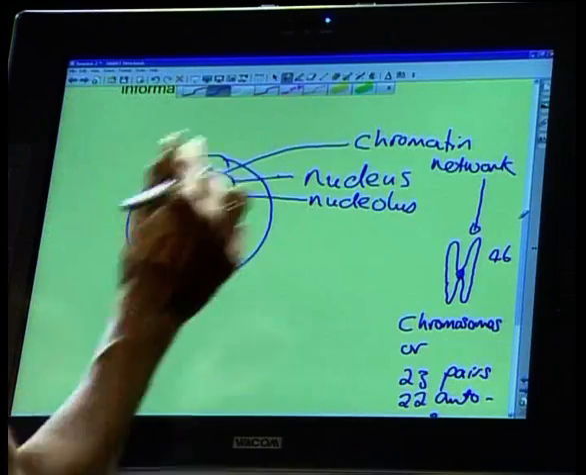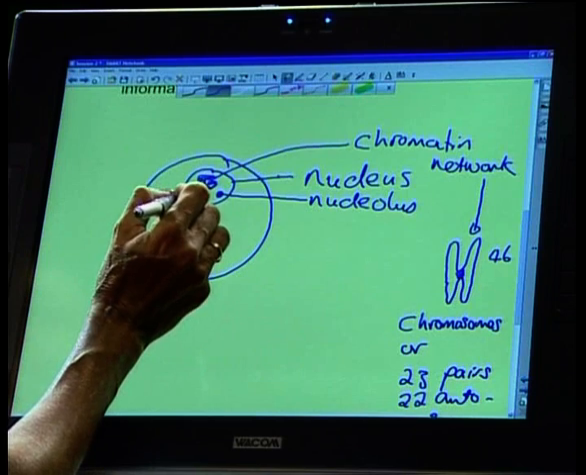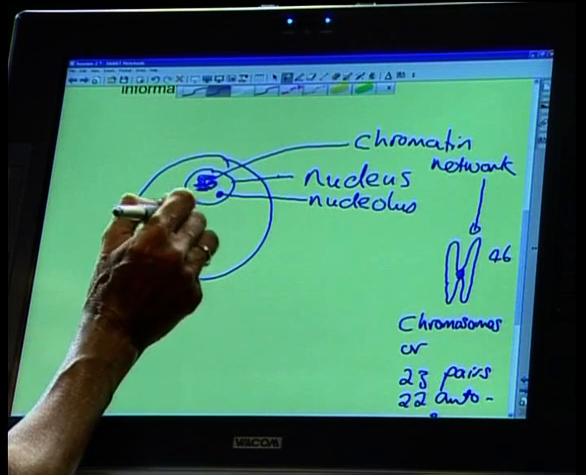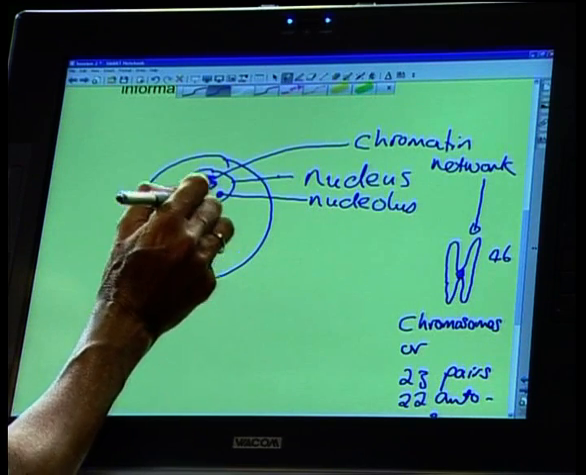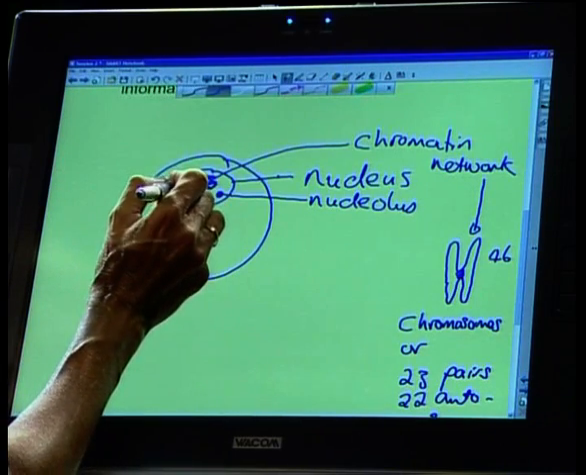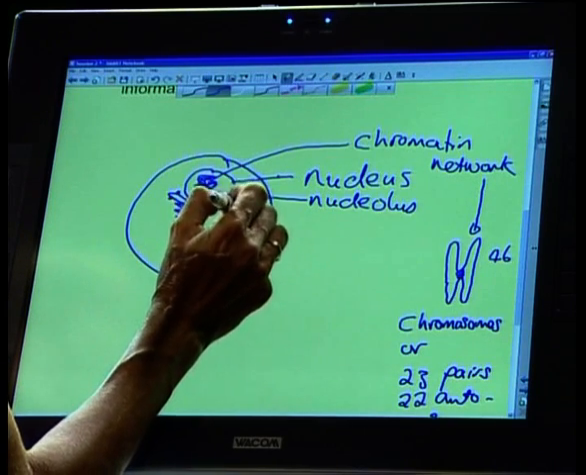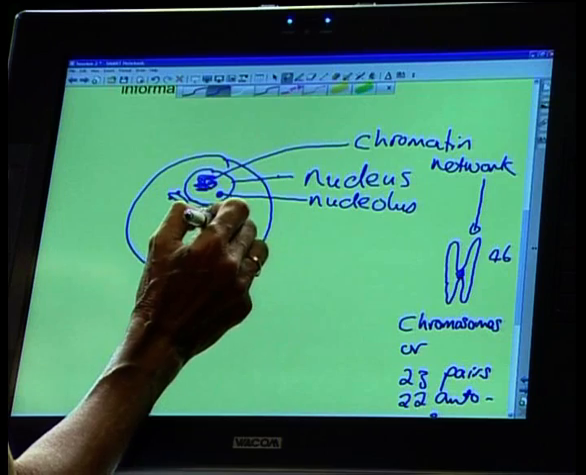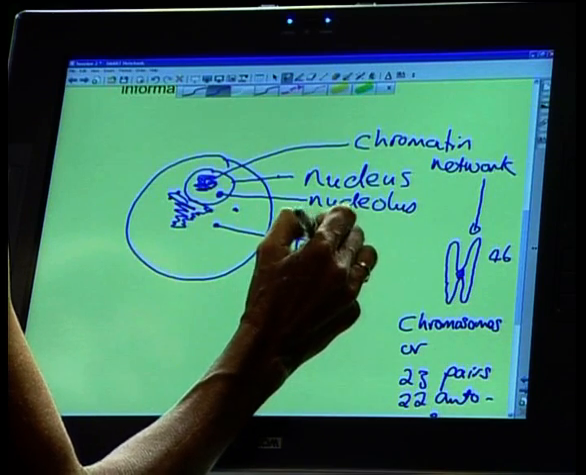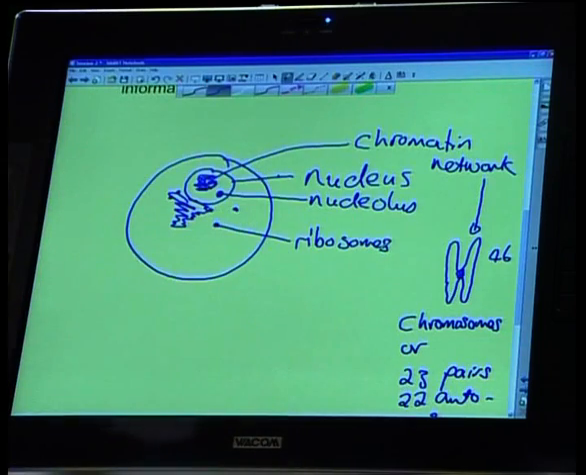this is our little cell. So we've got a chromatin network of the nucleus, the nucleolus. And then you had endoplasmic reticulum, and you had smooth endoplasmic reticulum, and you had other endoplasmic reticulum that had ribosomes on it. And we have little ribosomes all over the show. And those little ribosomes are the little structures that are responsible for protein synthesis.